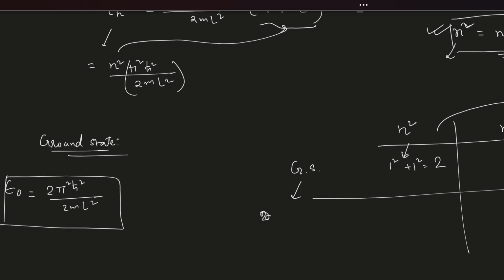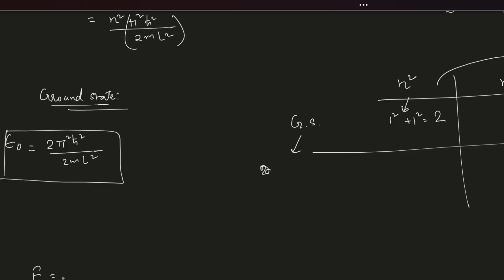Now in the question it is also given that there is an energy E equal to 13 times epsilon naught, which is nothing but 13 into 2, that means 26 pi squared h cut squared by 2m L squared. Now you know that En, if you generalize it, is n squared pi squared h cut squared divided by 2m L squared. You have to use a general formula because you don't know what level this energy corresponds to. So if you compare it with the general formula, this part is common.